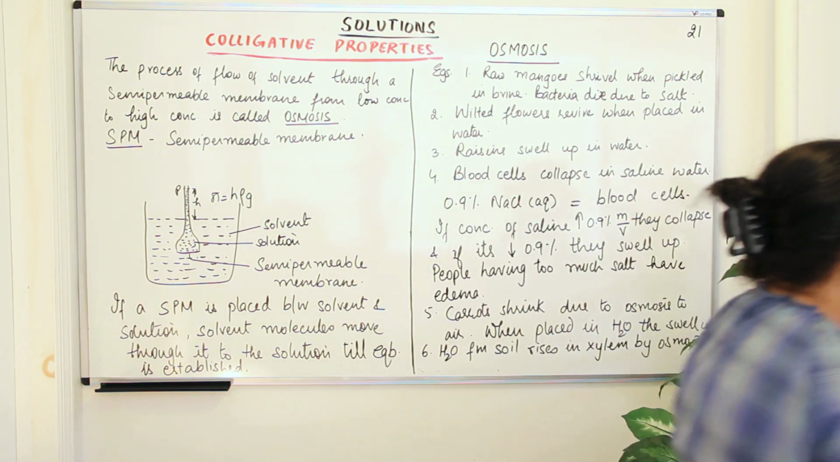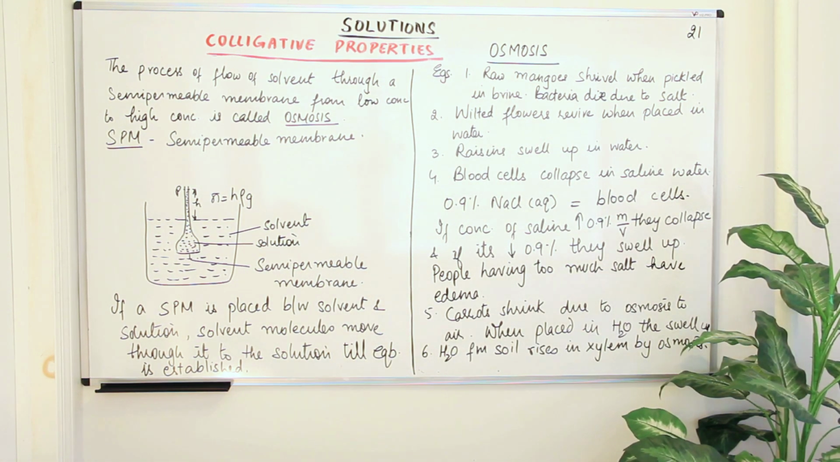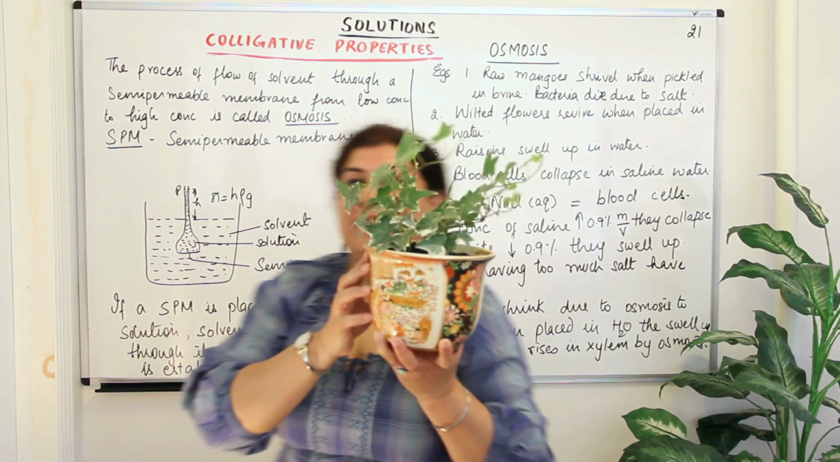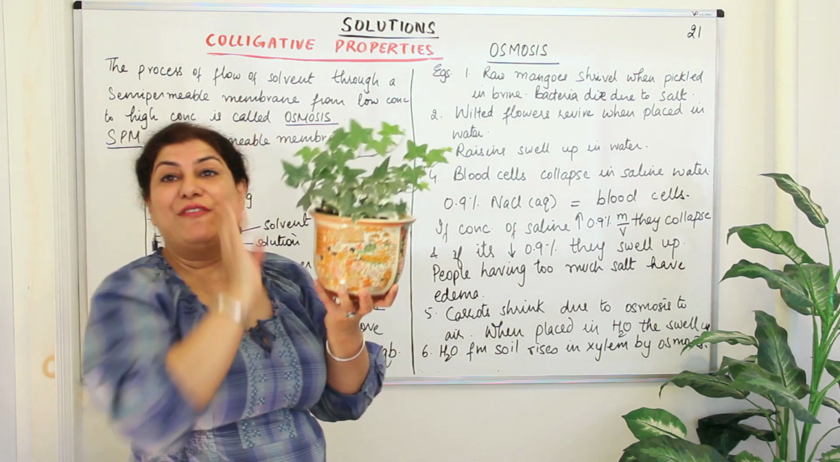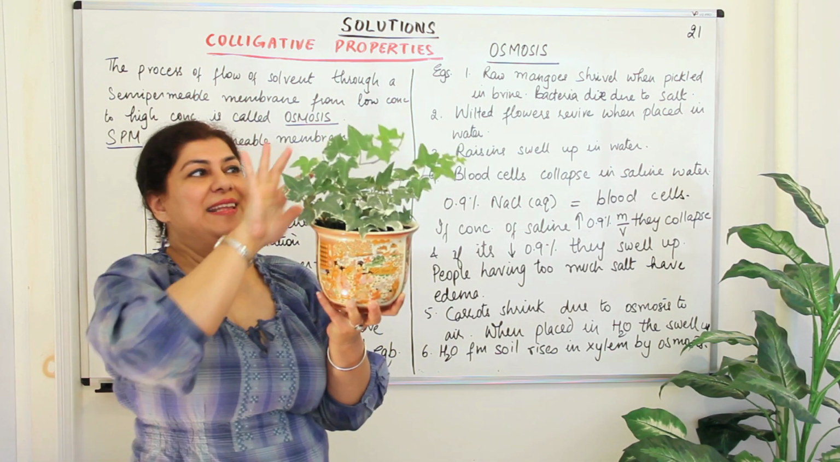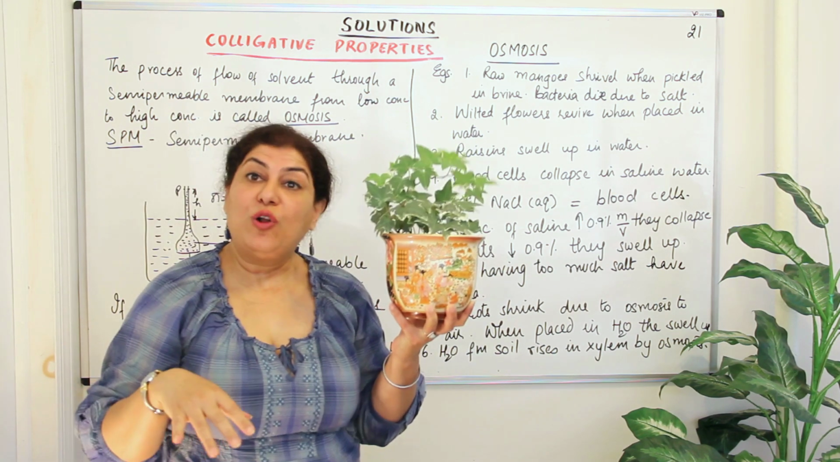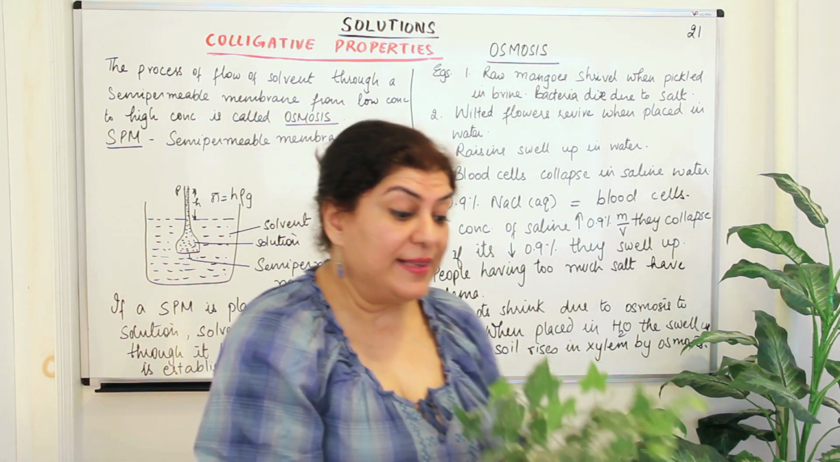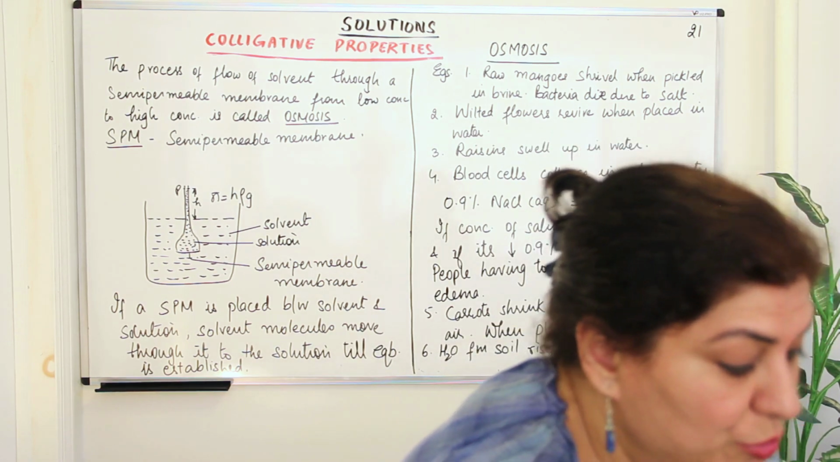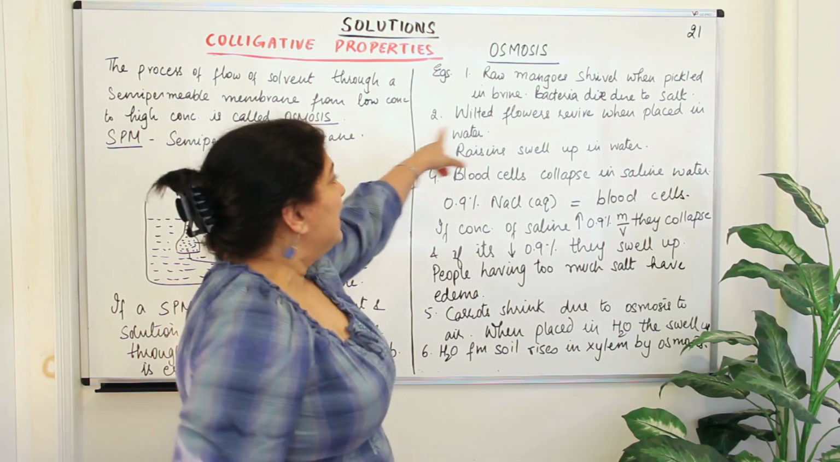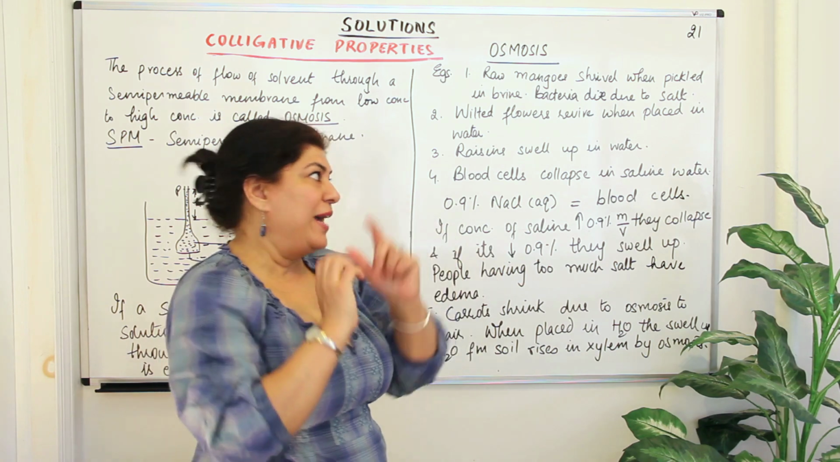Another plant I'd like to show you is this ivy that I have here. Take a look. Such perky leaves. If you water them, they are happy, they perk up, but if you do not water them, they'll be limp, they'll fall down. So the flowers and plants perk up when you add water to them. So wilted flowers will be revived if you add water to them.